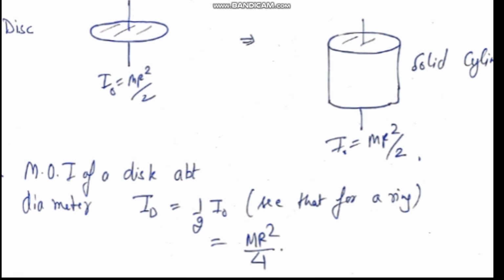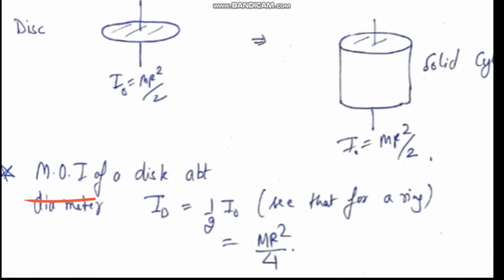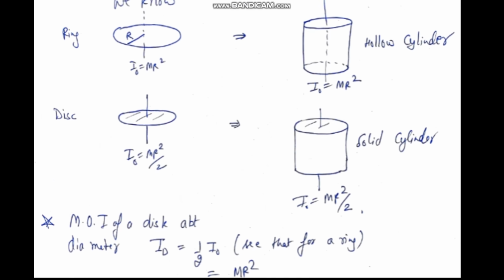Also, similar to the calculation for a ring, we can show that the moment of inertia of a disk about a diameter is half of I naught. For this disk, this ID and this ID will add up to I naught. So I can write 2ID as I naught, and therefore ID is half of I naught. I naught for a disk is m r square by 2, and therefore about a diameter, the moment of inertia of a ring came out to be m r square by 2, and for a disk it will come out to be m r square by 4. So that is about a ring and a disk.